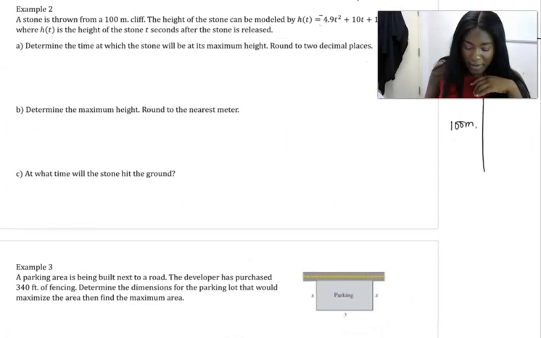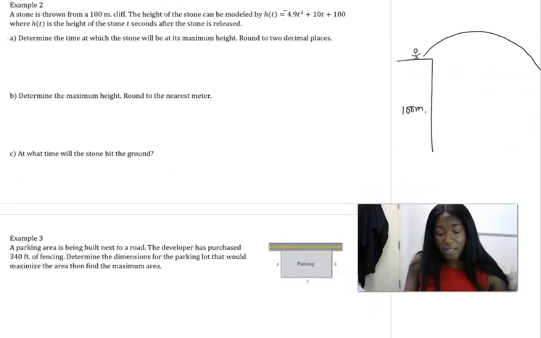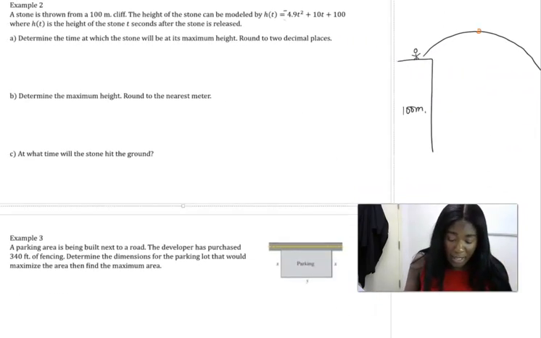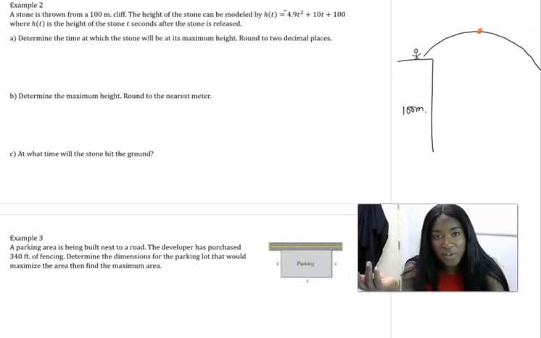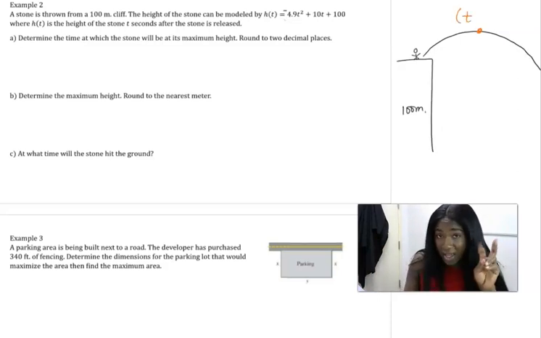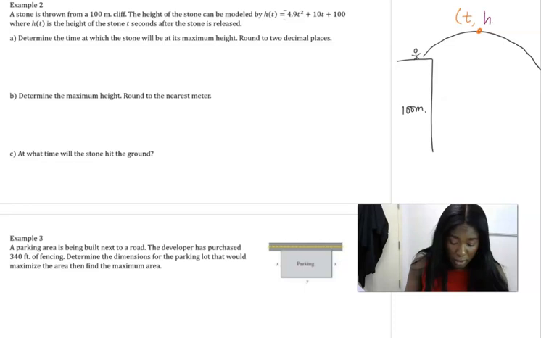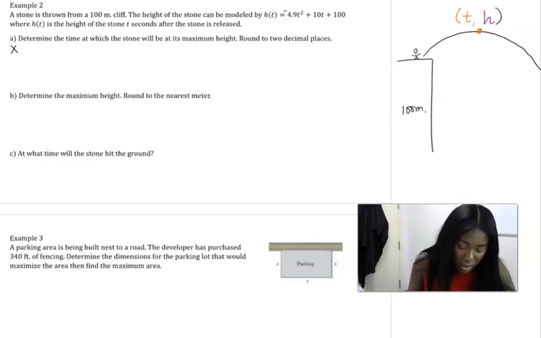Okay, so now that we have that fixed, the first thing we're being asked to find is the time at which the stone will reach its maximum height. The stone reaching its maximum height will occur at the vertex. A lot of the times when you're dealing with these quadratic word problems, they're asking for the maximum or the minimum of something. That's always going to be happening at the vertex. So this vertex has some x coordinate that I'm calling t, since t is our independent variable here, where it reaches its max height. And then it also has some y coordinate, which I'm just going to call h because it represents height. So in part A of this problem, they are asking us for the x-coordinate of the vertex.